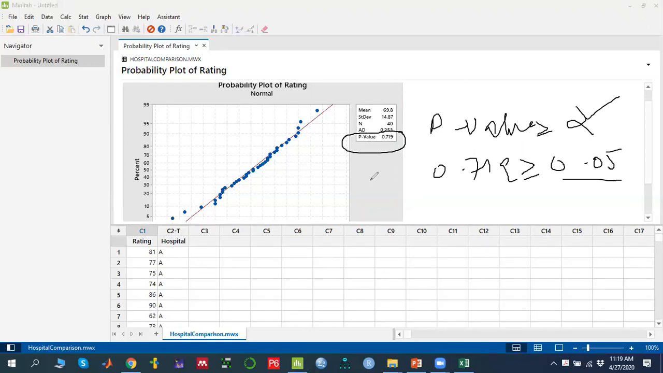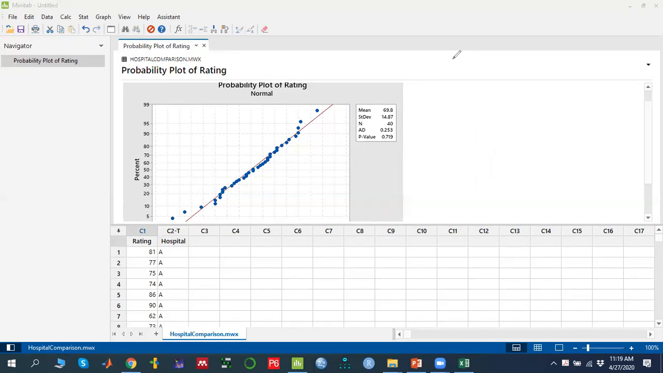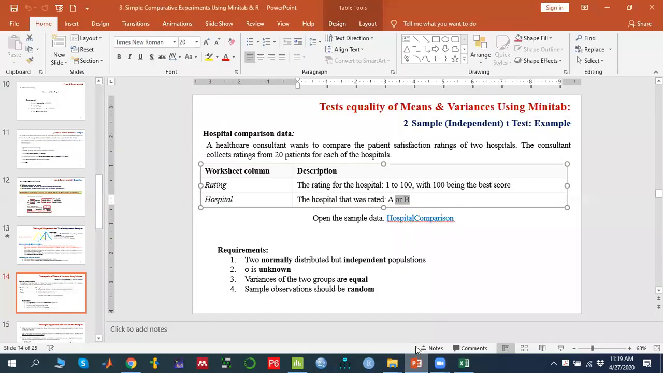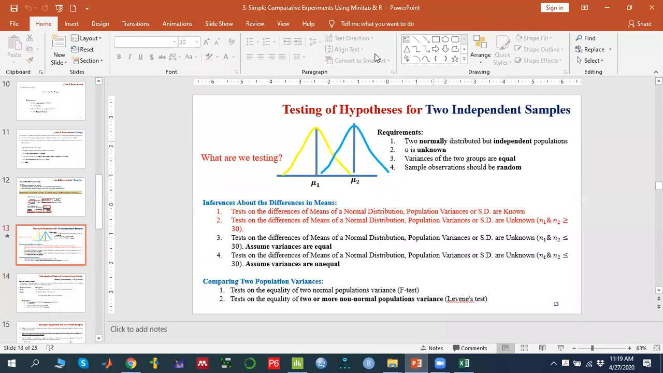And what was H naught? H naught is that the data follows the normal distribution. So we have seen that the data is following the normal distribution, and the first condition is fulfilled. The requirement of the two sample independent t-test is that data follows the normal distribution. Now we need to check whether the variances of the two groups are equal or not equal.